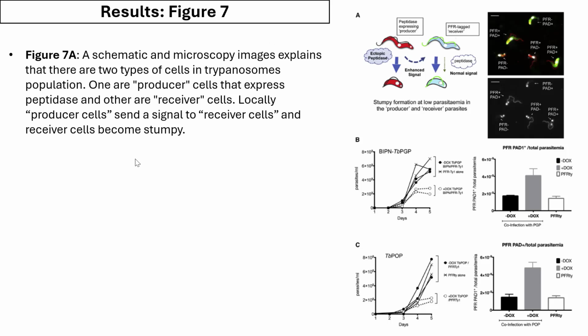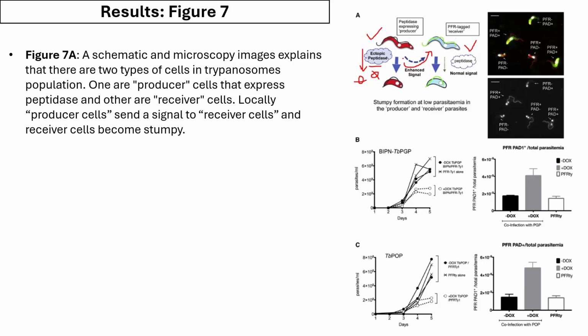In figure 7, researchers have given a schematic to explain their overall idea. So they say that in the trypanosome population, there are two kinds of trypanosomes, the producers and the receivers. The producer trypanosomes produce some peptidases, and the receiver cells will receive a signal. So what is this peptidase going to do? In the environment, there are some proteins. These peptidases will chop off these proteins into small peptides or oligopeptides or tripeptides.